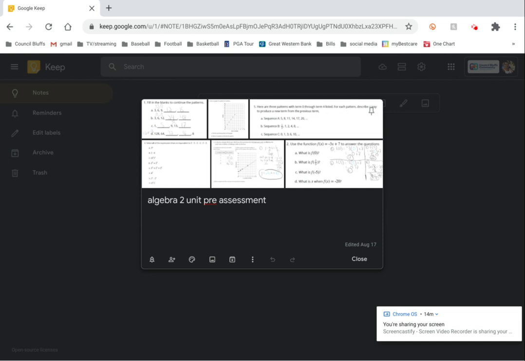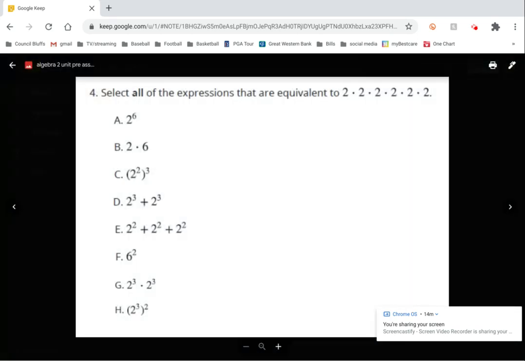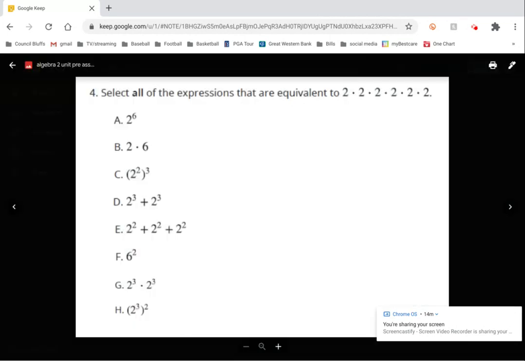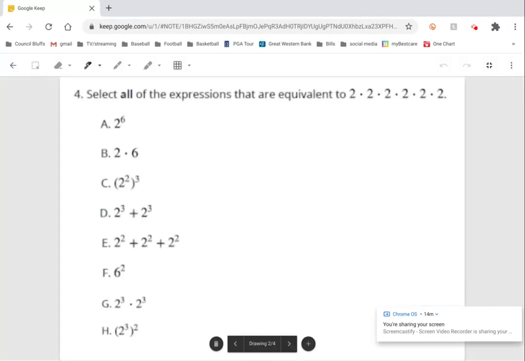Let's go to number 4 now. Number 4, select all expressions that are equivalent to this expression right here. Let's pull up the Google drawing so I can write on this. So we want all the expressions that are equivalent to this one here. If we count, it's 2 multiplied by itself 1, 2, 3, 4, 5, 6 times. So this is equivalent to 2 to the 6th power. So A is one of the solutions that we know of.